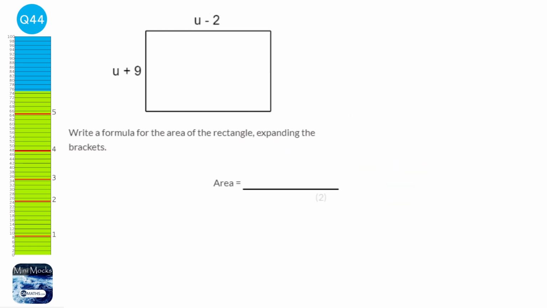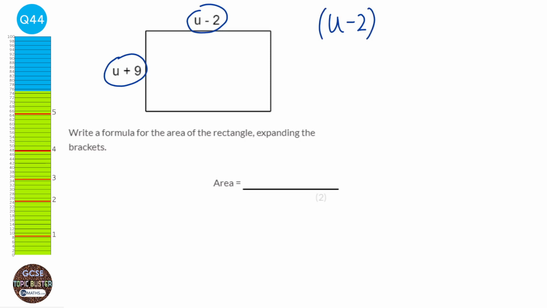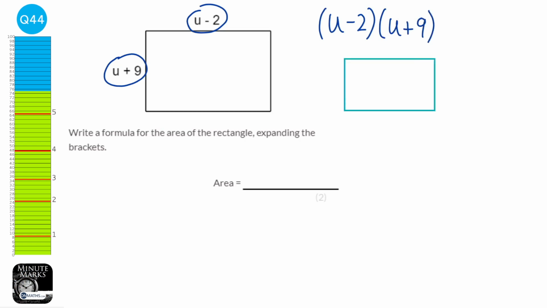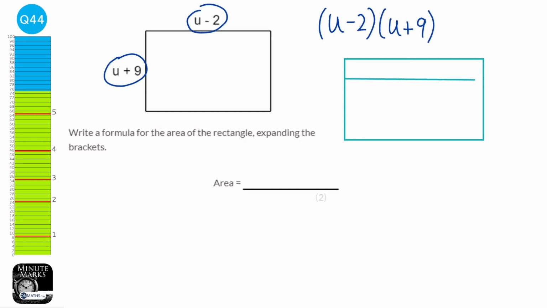So to find the area of a rectangle, we just multiply the width and the length. So that's what we're going to do here. But whenever you have an expression representing a length or a width or anything really, you just put brackets around it. So we go u minus 2 times u plus 9. Okay, and the way we do this is with our grid. Just going to draw out the grid.